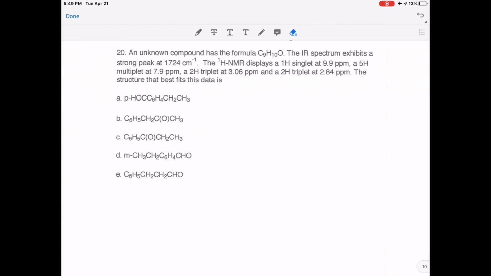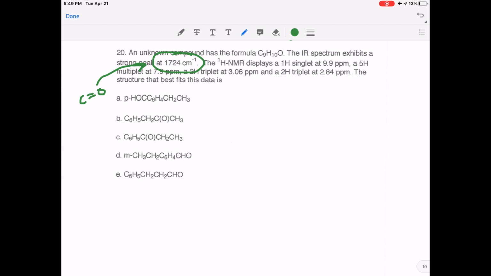For question 20, we are given an unknown compound with the formula C9H10O. And we are also given some IR spectrum data and some proton NMR spectrum data. So when we look at the data, the first thing we need to see is the IR data. And the problem tells us that there is a strong peak at a wave number of 1,724 inverse centimeters.